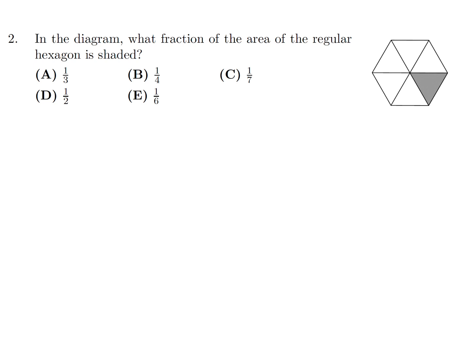In the diagram, what fraction of the area of the regular hexagon is shaded? Well, we have 6 equal parts, and only one of the equal parts is shaded. So the fraction is 1 out of 6, and therefore the number 2 would be E.